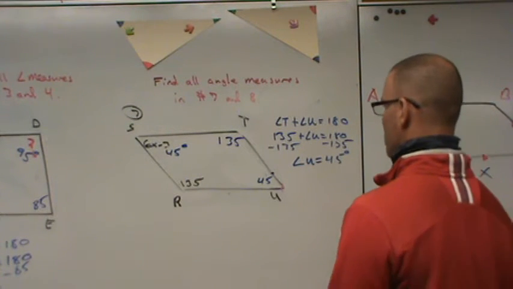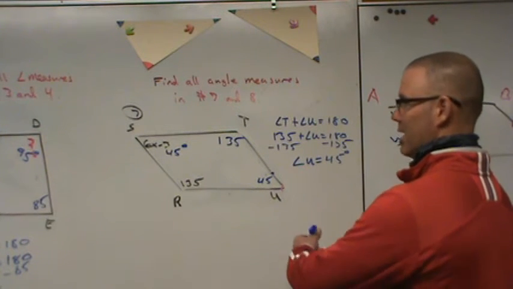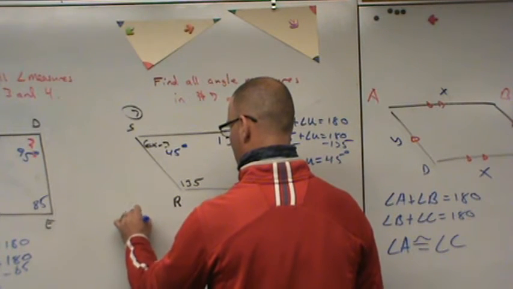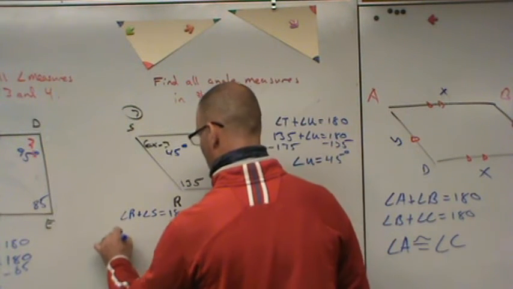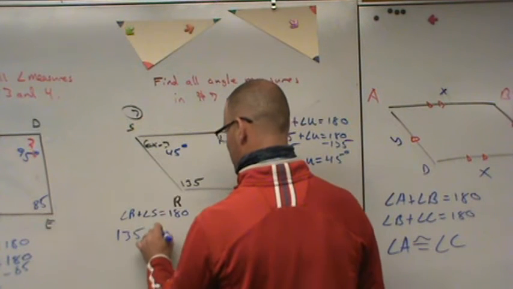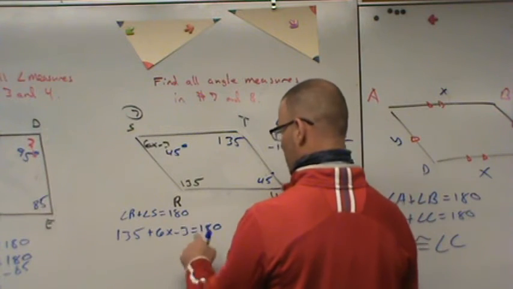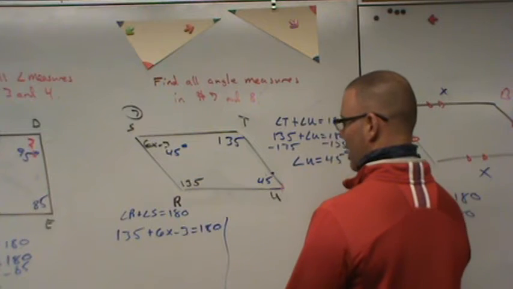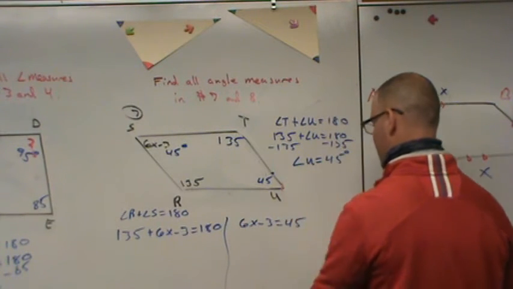Well, there's a couple of ways you can do this. Notice this is the only work I'm showing so far. The bad part is I have to do two problems. I know that angle r plus angle s is equal to 180. I know that angle r is 135. I want to find angle s, but that's expressed as 6x minus 3. Together, these two angles add up to 180. I could do that. Or I could take a shorter route, now that I know the measure of the angle, and say 6x minus 3 is equal to 45.